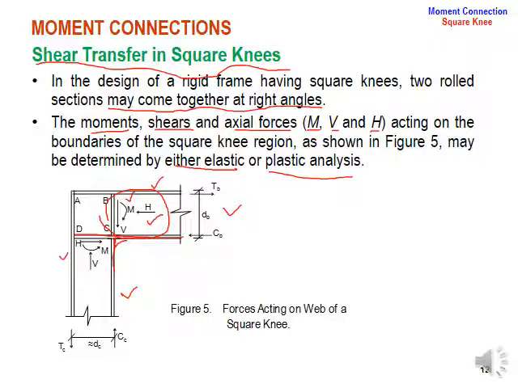If you are only interested in designing that particular part of the connection, these four corners you can designate as A, B, C and D, and you can shift the moment from the column as capital M, the horizontal shear as capital H and the vertical shear as capital V. Similarly, from the beam also you can shift that. If the proper shear is to be transferred, then this element within that particular square knee, A, B, C, D, must be in equilibrium. How to develop that equilibrium, we will see in the coming slide.